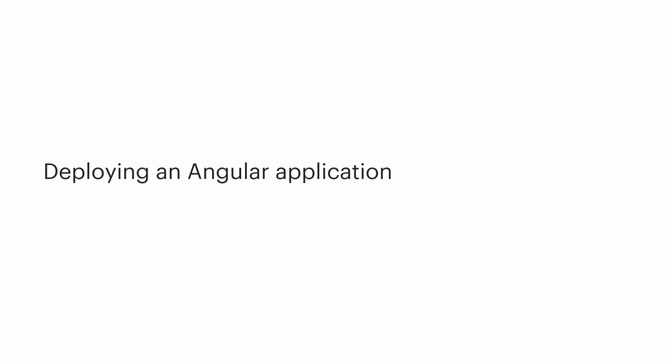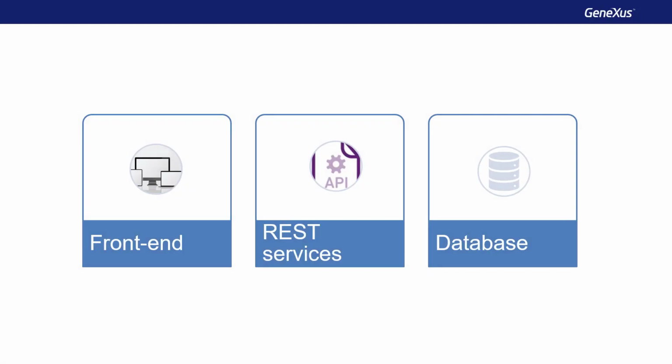Deploying an app in Angular implies 3 stages. The distribution of the front-end objects to be deployed on the HTTP server, the distribution of the REST services to be deployed on the app server, and the distribution of the database structures.